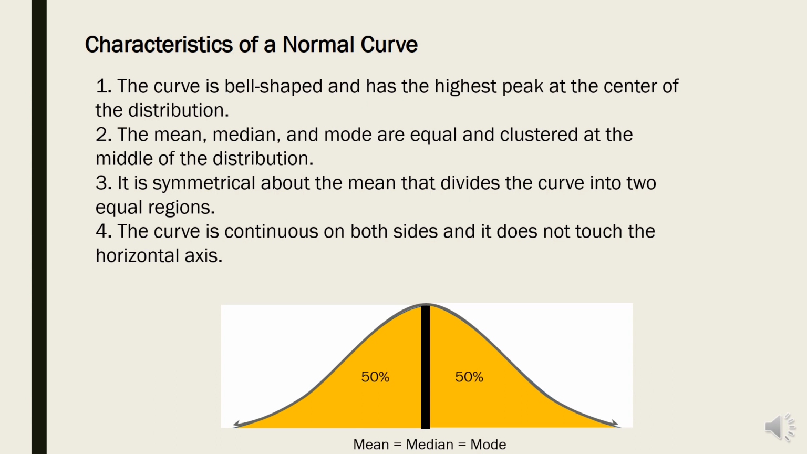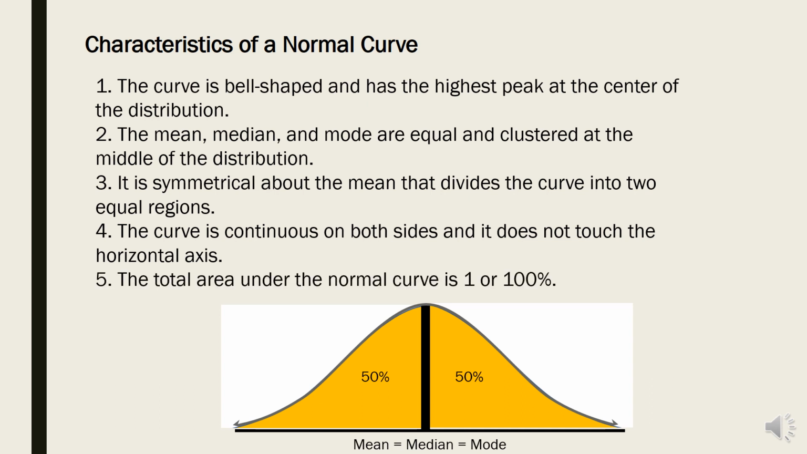The curve is continuous on both sides and it does not touch the horizontal axis. The total area under the normal curve is 1 or 100%.